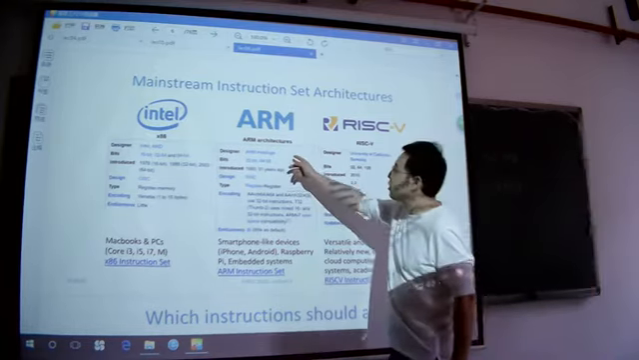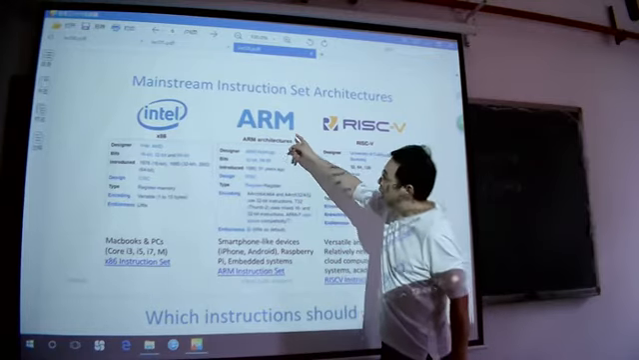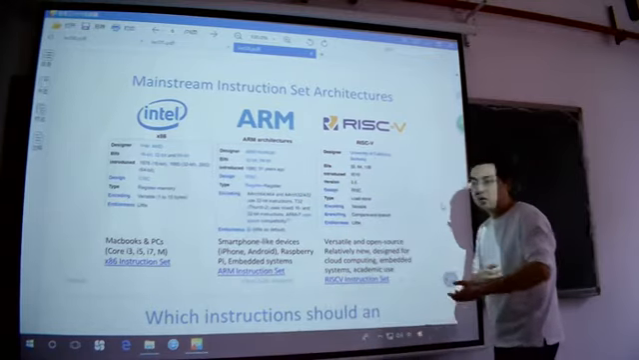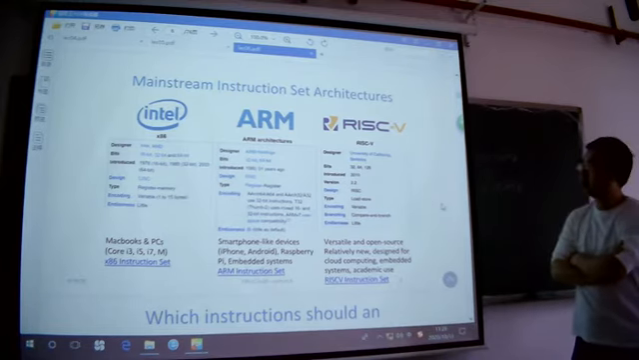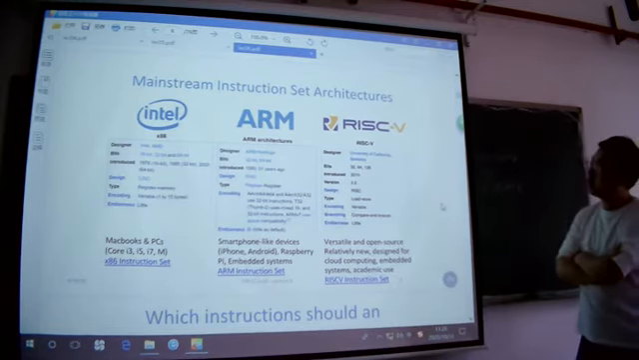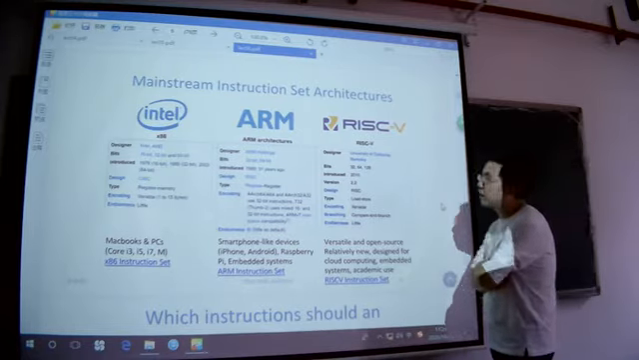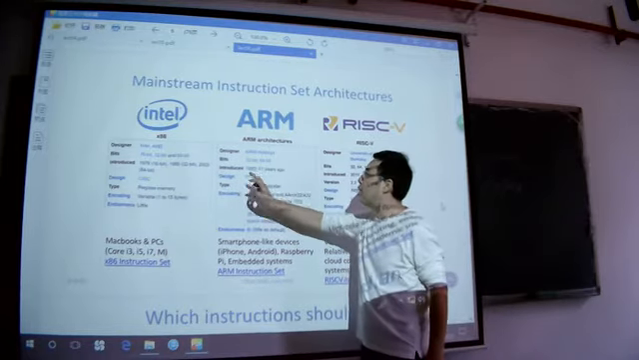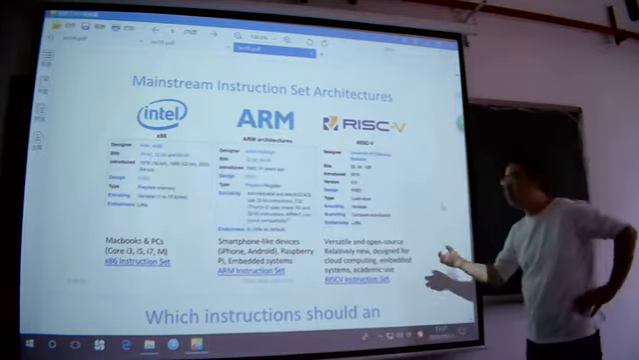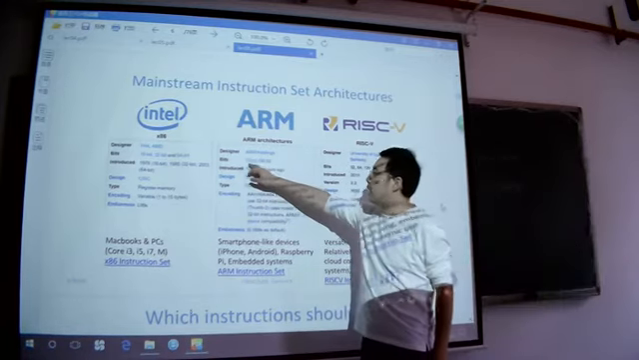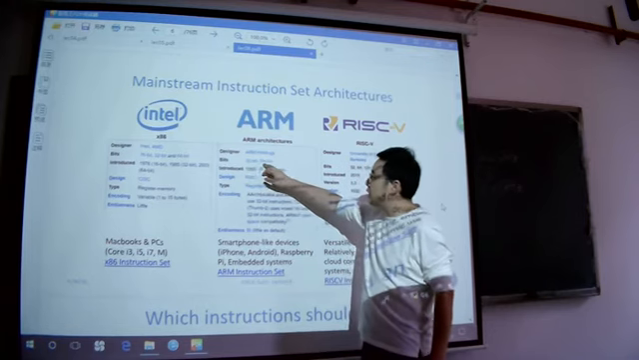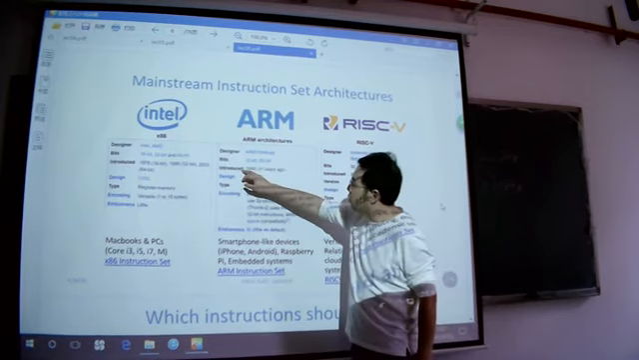Okay, let's see ARM. ARM is a different famous company. The ARM product, ARM architecture. The designer of the architecture is ARM. ARM is the name of the company. We can find the bits: it is 32 and 64.